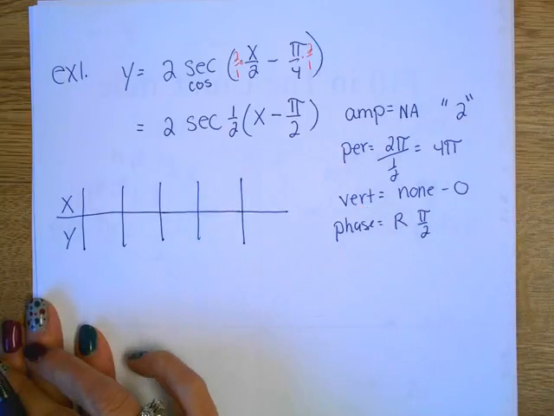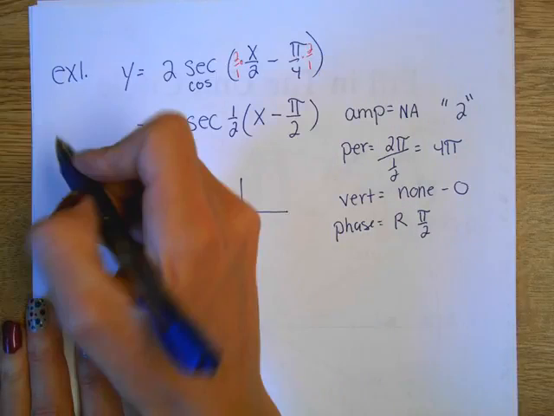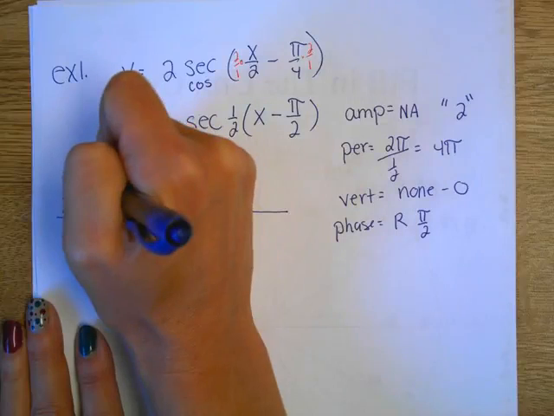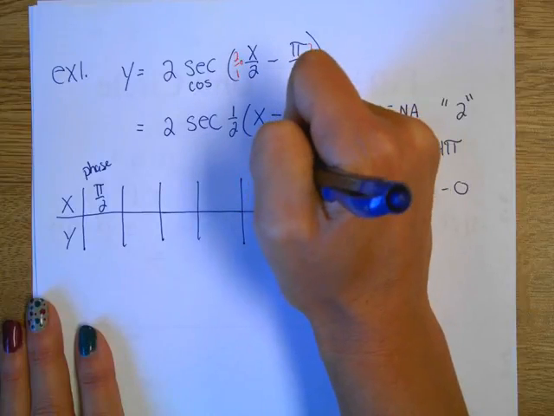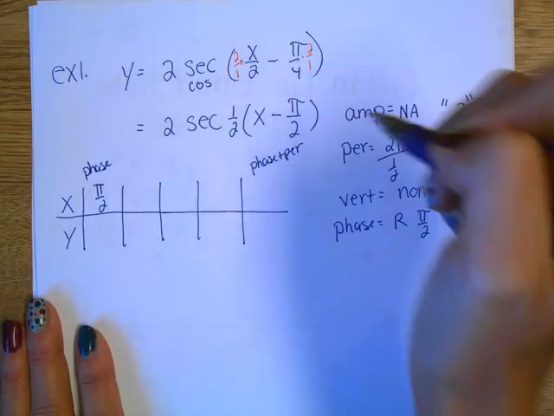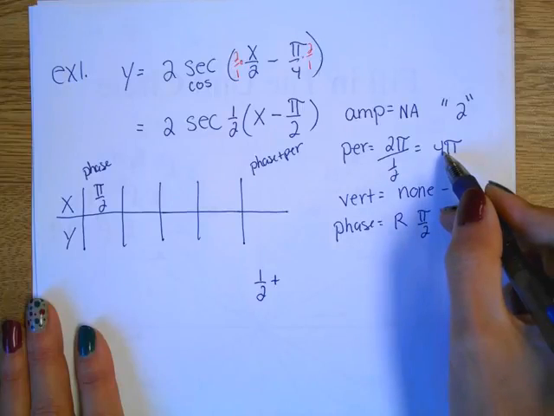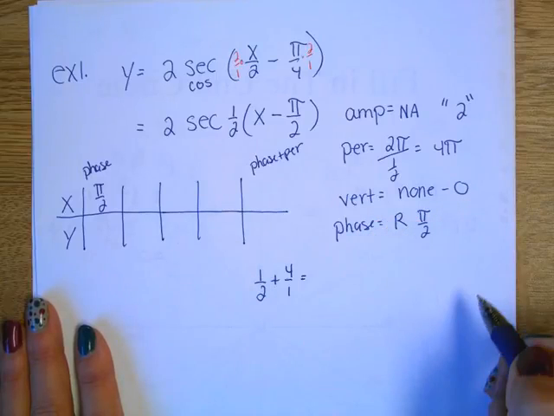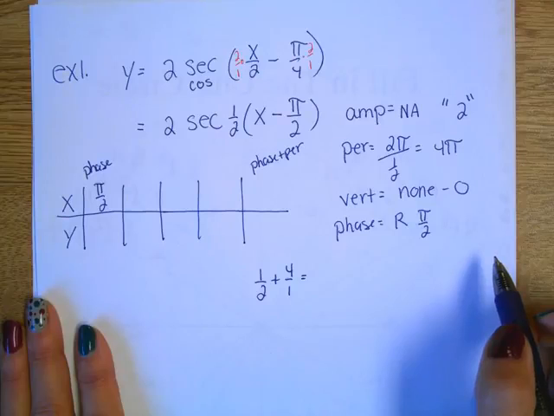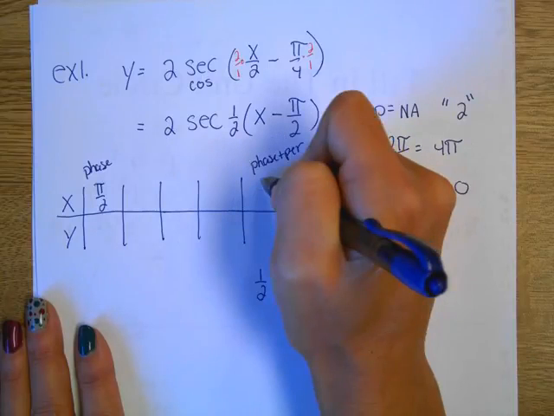going okay, so where's my leading x value at? Because it's a right pi over 2, I'm starting there. Start at the phase. How do I calculate the ending value? Phase plus period. So phase is 1/2. Period is 4. Then we'll stick a pi on the answer after. What's 4 plus 1/2? 4.5 as a fraction is 9 over 2.